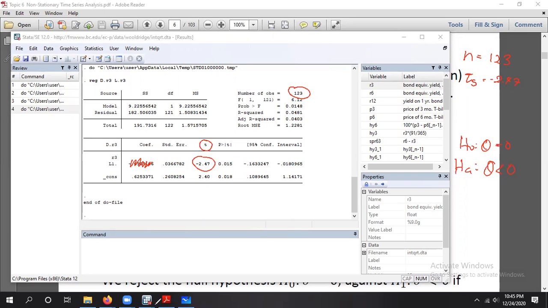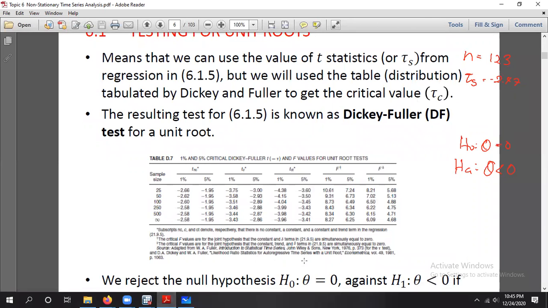Then look at the table. In this case, we are not using the t table. We are using the Dickey-Fuller table. The value of n is 123, and because there is no 123, we take the closest number, which is 100.